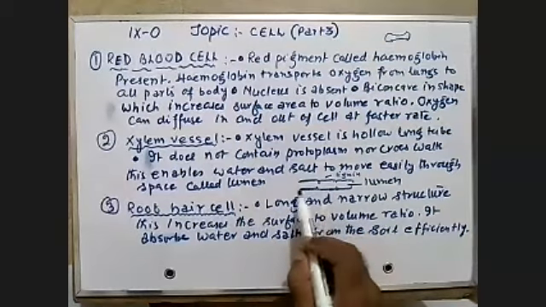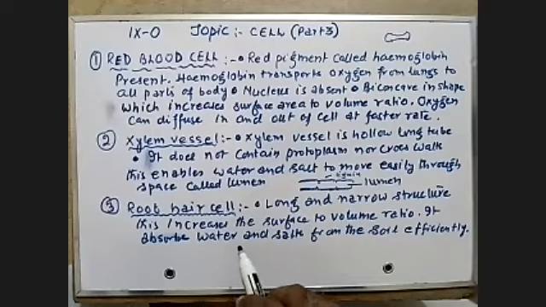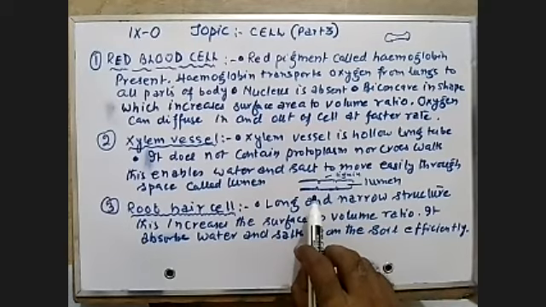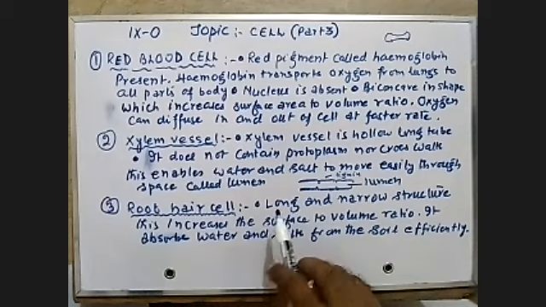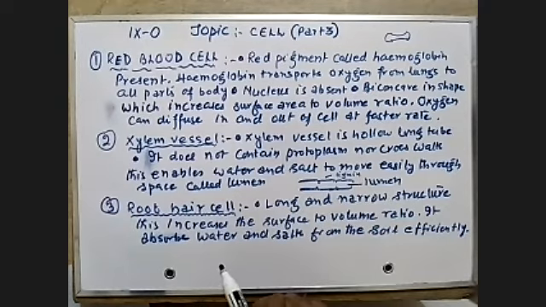Due to the absence of cross walls, it forms a long hollow tube from the root to the leaf, and it enables water and salt to move easily. So it helps in transport of water and salt from the root to the leaves of the plant. Now we come to the third cell.